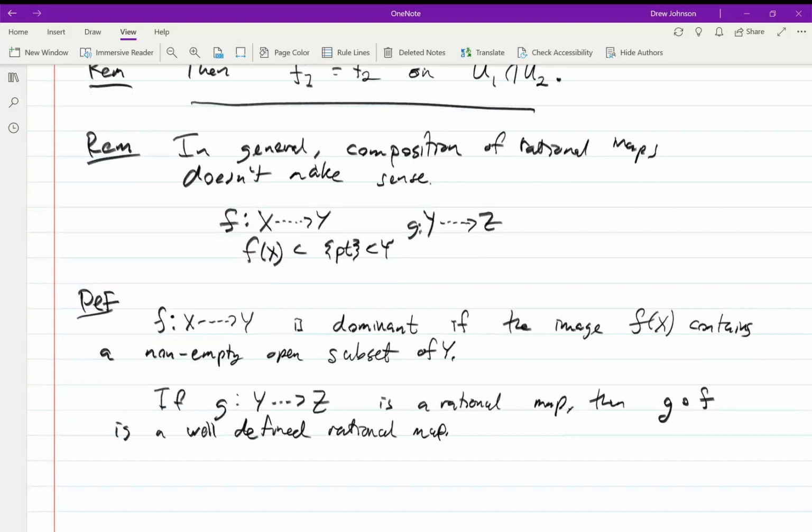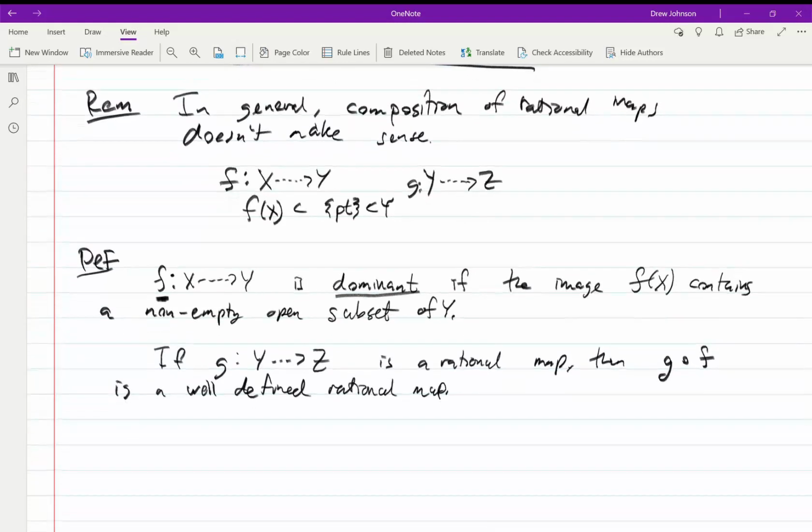The other thing maybe you want to check is to make sure that this condition of being dominant doesn't depend on which representative you pick for f. f is actually an equivalence class of maps, but whether or not it's dominant doesn't depend on which representative you take. And then you need to think just for a moment about why this composition makes sense.